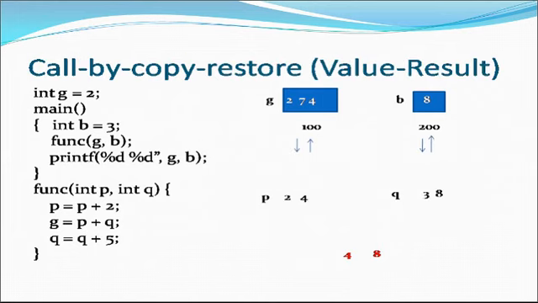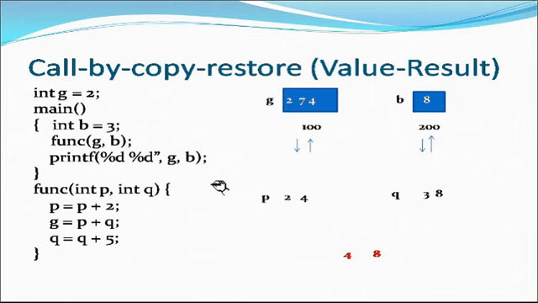Right? Now we are going for a very interesting kind of parameter passing method which is called call by copy restore. Now it is a combination, that's why you can see the arrows are bidirectional. At the time of function call, it behaves like call by value. So the initial value of G, which is 2, gets copied into P. And when the function is over, whatever will be the final value of P, that will be copied back into the actual parameter G. Same thing will be done for B.